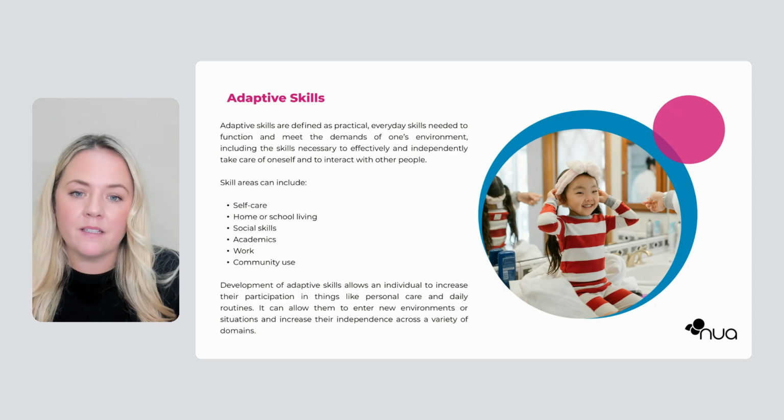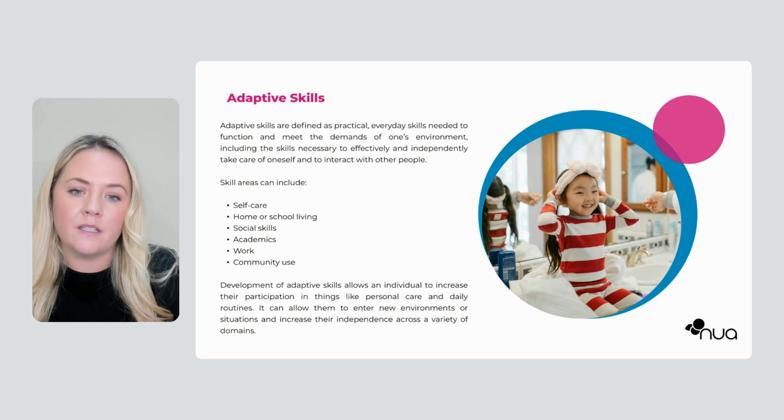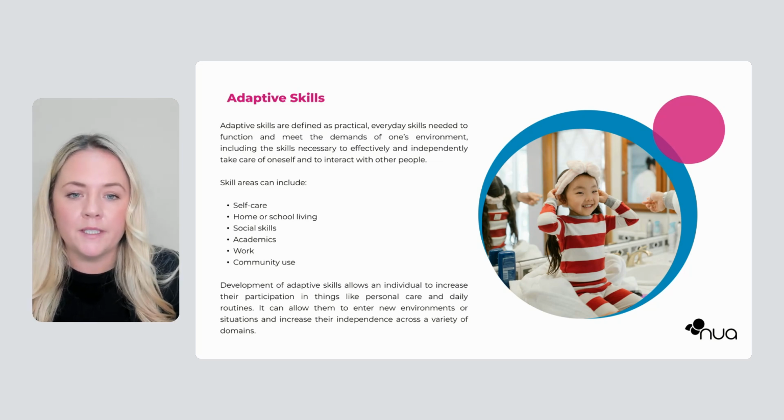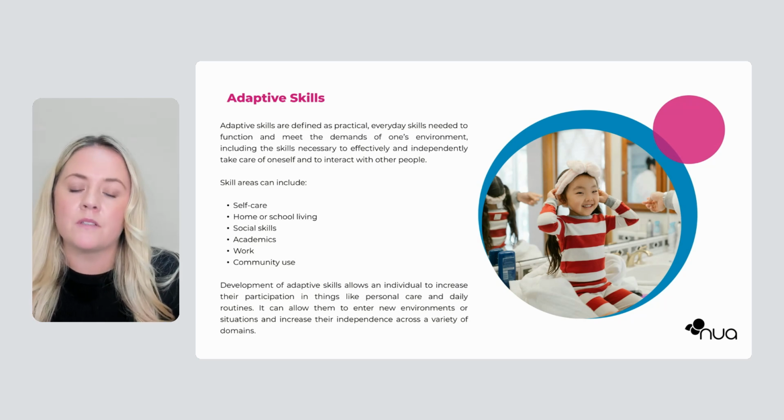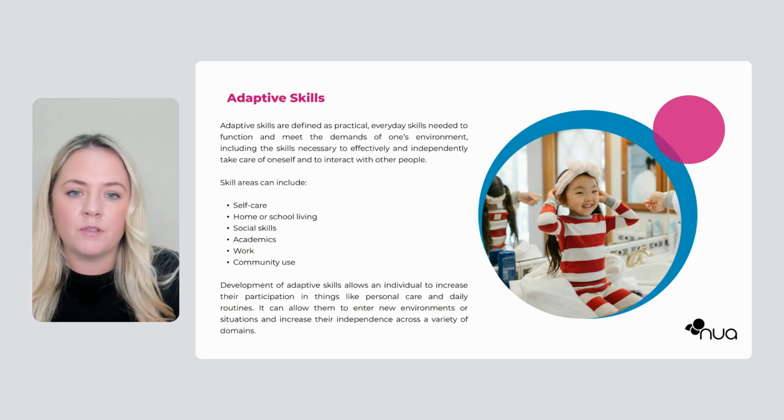Work, so specific skills that we need for work. So, being able to manage ourselves in work, being able to manage our time, for example, being able to perform specific skills associated with a task in work. And also community use. So, how to manage ourselves in the community, how to cross the road effectively and safely, how to use public transport, for example. So, all of these adaptive skills contribute to us being able to live independently and autonomously.